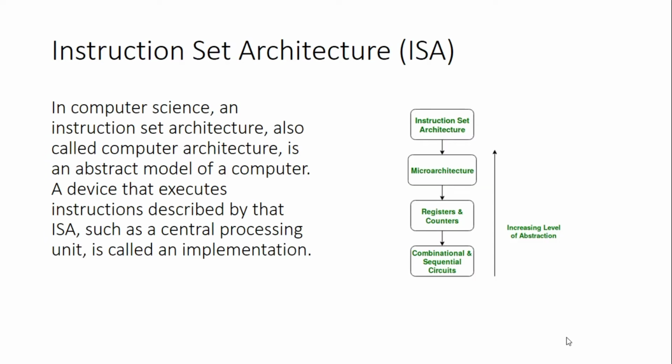Instruction set architecture, or the ISA. In computer science, an instruction set architecture, also called a computer architecture, is an abstract model of a computer. A device that executes instructions described by an ISA, such as a central processing unit, is called an implementation.